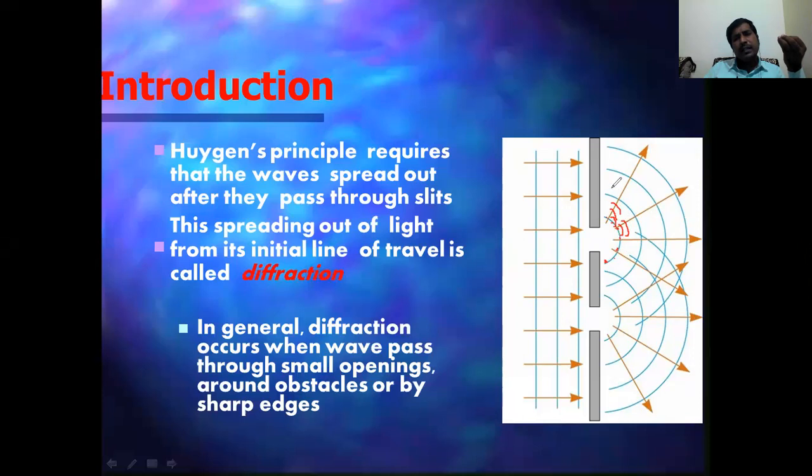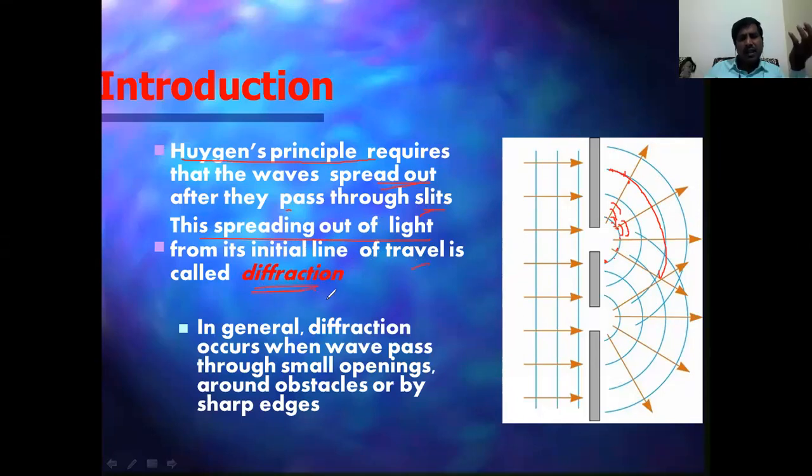Every point on any wavefront acts like a source for the next wave. So according to Huygens' principle, the waves spread out after they pass through the slit. This spreading out of light is actually diffraction. Spreading of light from the initial line of travel is called diffraction.